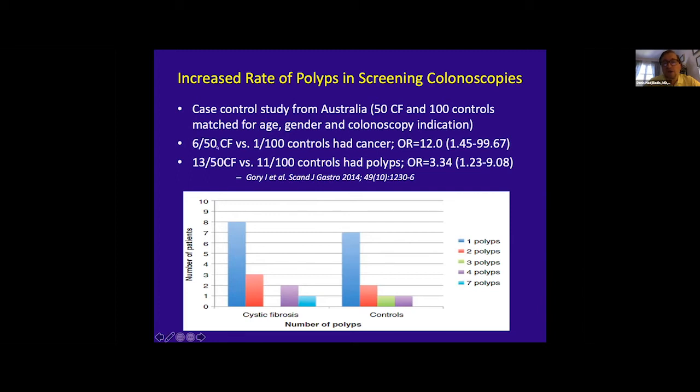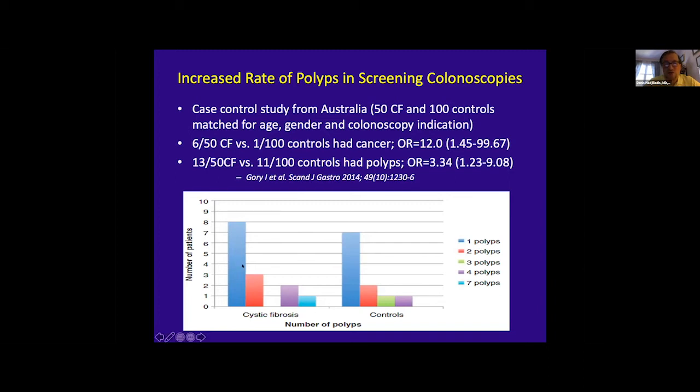And they found polyps in 6 patients out of 50 CF patients versus 1 over 100 of control. So they calculated a risk of having a polyp 12 times higher. And then as far as, I'm sorry, that's cancer, I said. For polyps, it was 3.5. But in general, they found an increased risk of having a polyp and an increased risk of having colon cancer.